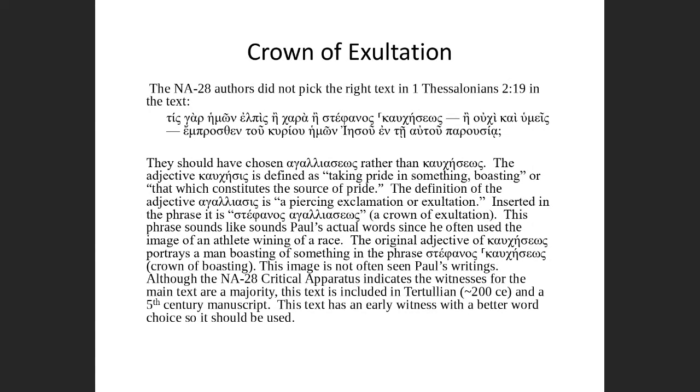The adjective agais is a piercing cry of exclamation or exultation. And the crown of exultation sounds like, this phrase sounds like Paul's actual words, since he often uses the image of an athlete winning a race. The original adjective of kalaithus portrays a man boasting and the crown of boasting. This is not often seen in Paul's writings, though the NA-28 Critical Apparatus for the main text are a majority. This text has Tertullian, and it is in a 5th century manuscript. So this text has an early witness with a better word choice, so it should be used.